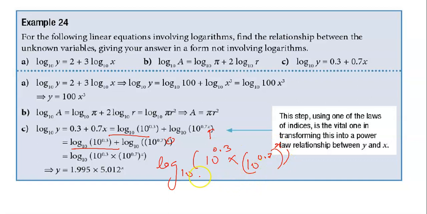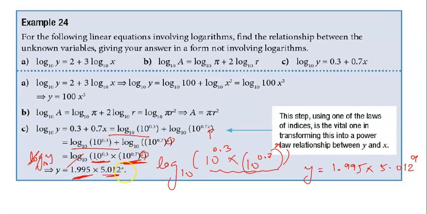Okay. So if you solve this, you will get y equals to 1.995 into 5.012 raised to power x. We have removed log from both the sides. Log of y to the base 10. Removing this, you will have y equals to simply this into this. What is 10 raised to power 0.3? It will be 1.995. What is 10 raised to power 0.7? It will be 5.012. Now this x remains as it is. Clear?